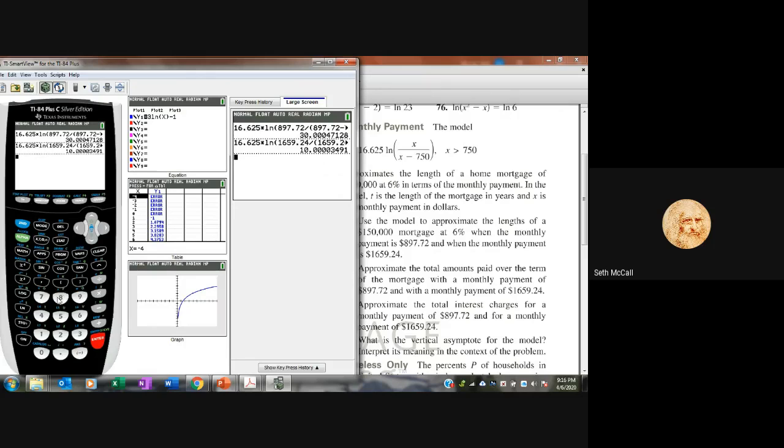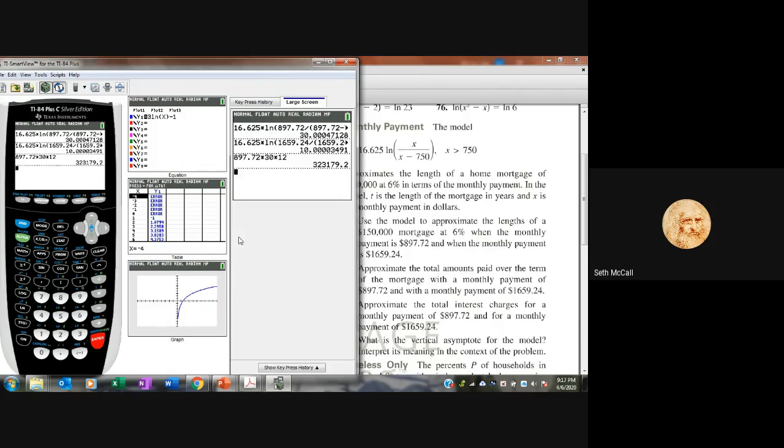So if we want to find the total amount paid back for the 897.72, 897.72 is paid for 30 years and every month. So we take 897.72 times 30 times 12, and that shows you that you're going to pay $323,179.20 back on your original. If you remember, the original mortgage was for $150,000. You'll pay $323,179.20.